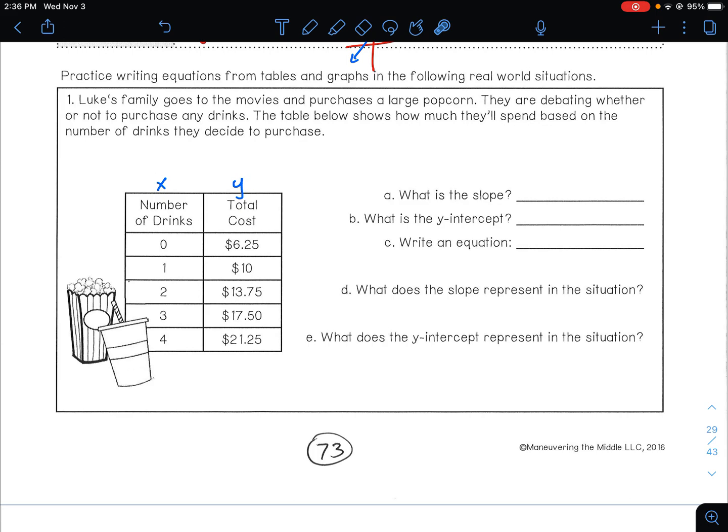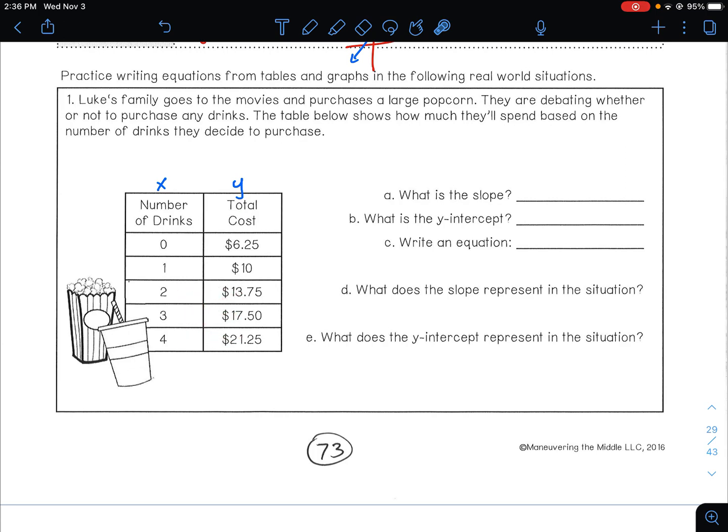So what is our number of drinks? Our number of drinks starts off as 0, so the cost is $6.25. You may be thinking, wait, 0 drinks is $6.25? Not quite. It's because they purchased a large popcorn first. So that's probably the cost of the popcorn, I'm assuming. If they purchase 1 drink, then they're going to pay a total of $10, so the popcorn plus the drink. 2 drinks is $13.75. Then 3 drinks, 4 drinks.